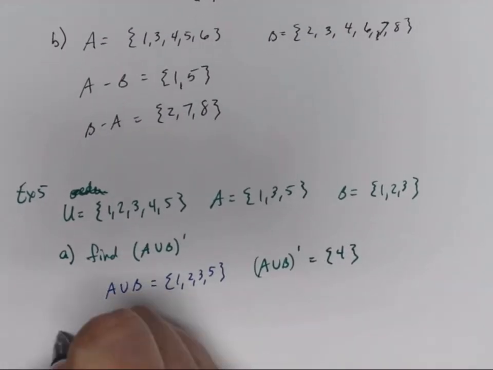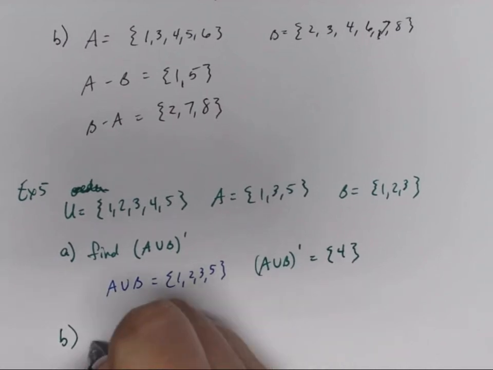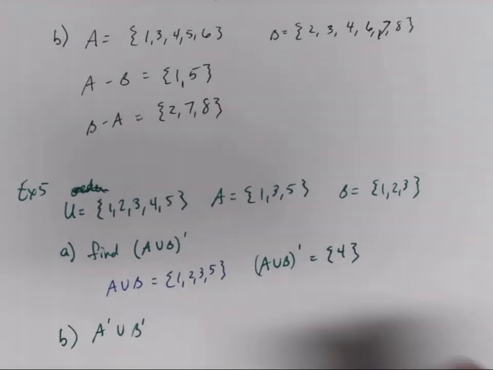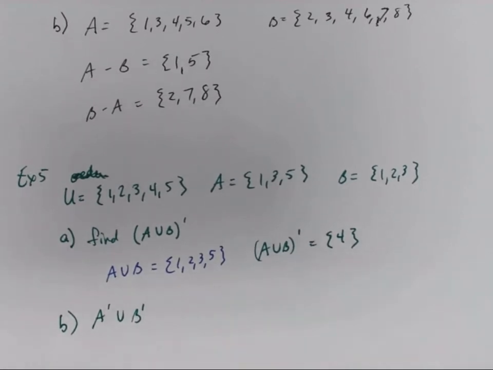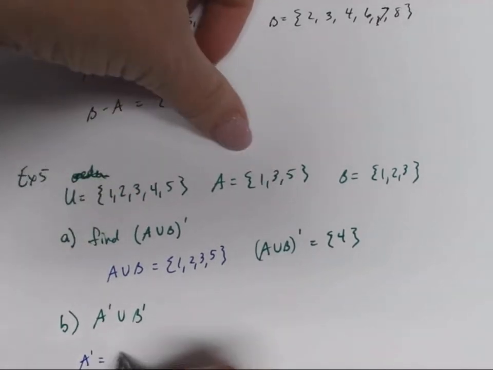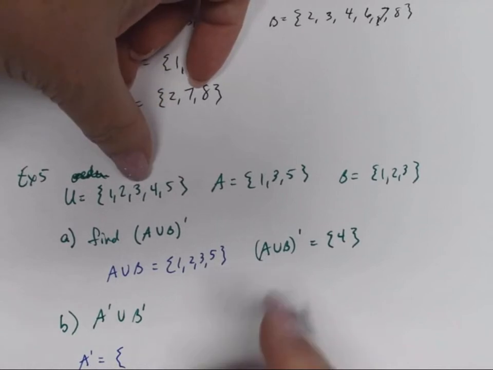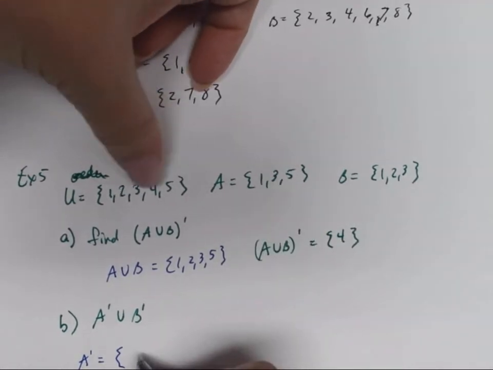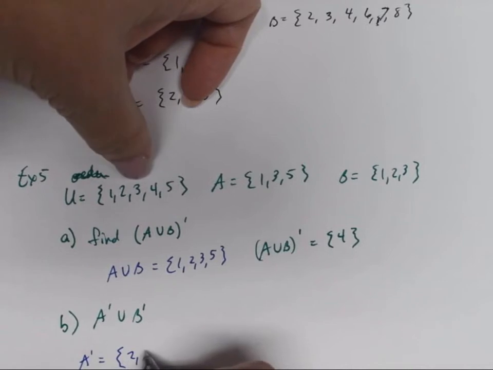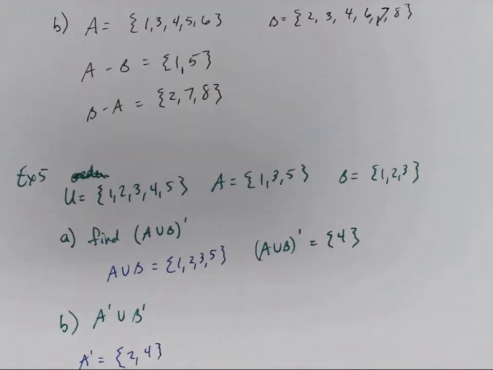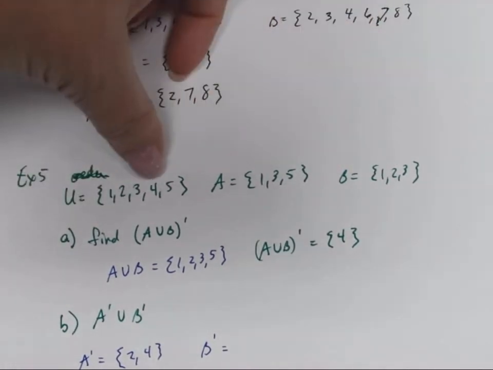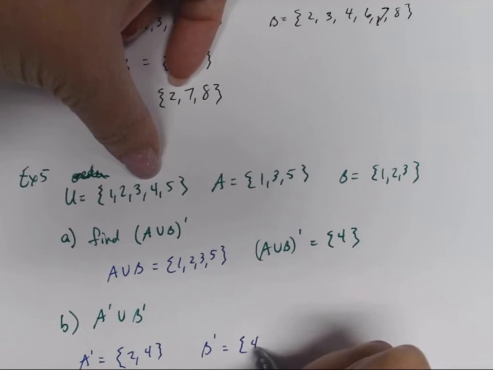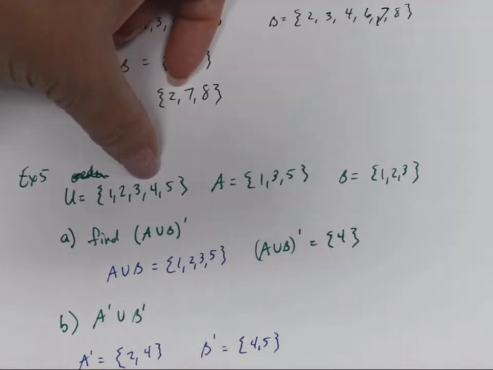All right, let's look at part B. So here we want to find A complement union with B complement. In order to do that, we first need to know what our A complement is. We're using the same set here. So we have 1, 3, and 5. So we're going to have 2 and 4 for our A complement. We need to find our B complement. So 1, 2, 3, that means our B complement would be 4 and 5 because it's whatever's not in B.